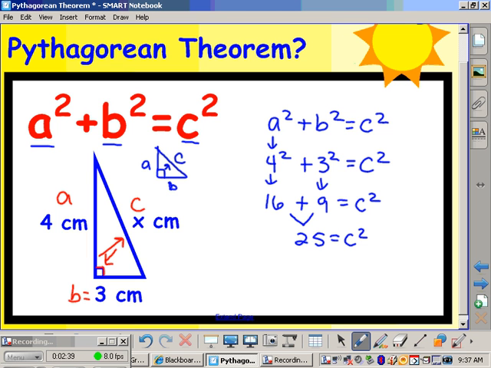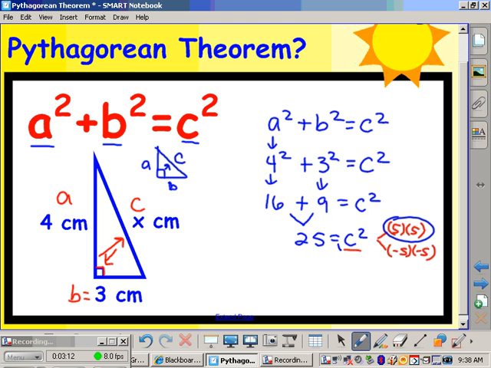So once we get down to this point, we want to know what number could C be so that if it were squared, it would equal 25. There are actually two options. We have 5 times 5 equaling 25, or we have negative 5 times negative 5. So both 5 and negative 5 would work. However, in this situation, the length of the side of a triangle could never be a negative value, so we would want to choose the positive value.